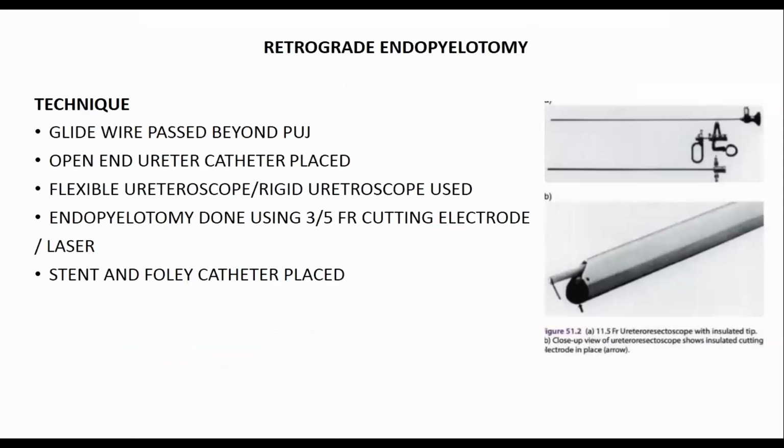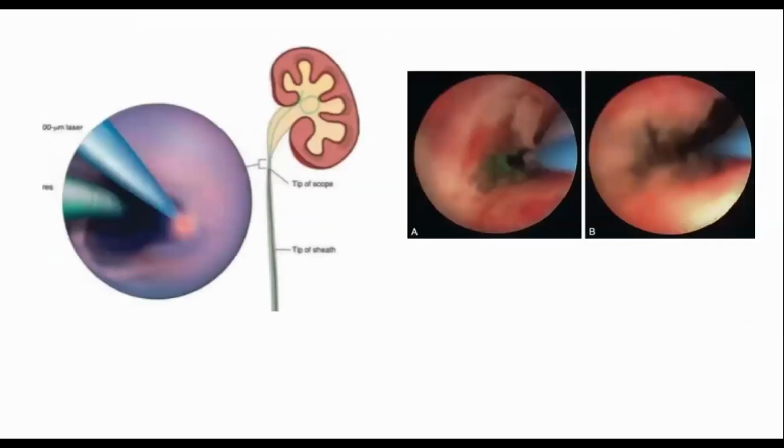Endopyelotomy can be done using a retrograde approach also. The technique is similar. We will pass a glide wire beyond the PUJ, and an open-end ureteric catheter is placed. Flexible or rigid URS will be used. Endopyelotomy can be done using a 3 or 5 French cutting electrode, which is shown in the picture. It can be done using a laser. A stent and Foley catheter are then placed. This picture is showing endopyelotomy done retrogradely using a flexible URS scope with a laser. The incision is made on the lateral surface as there is no vasculature there.